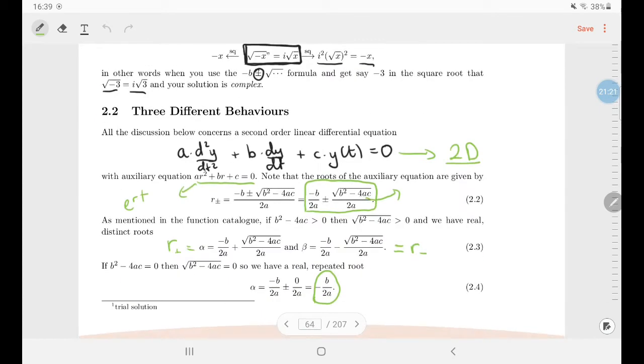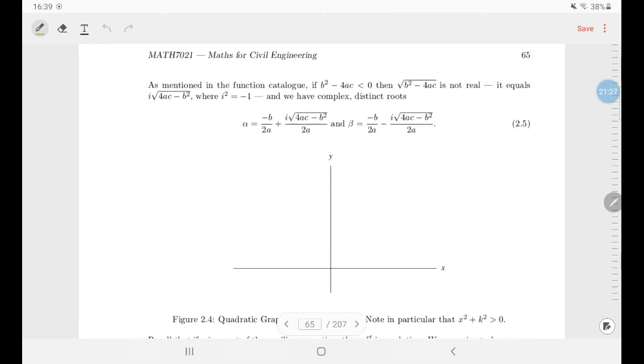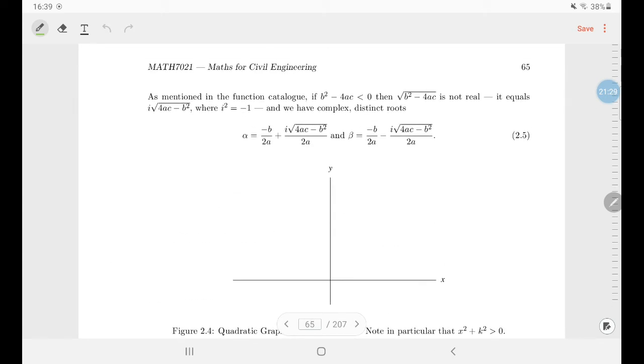So the first situation is you get two real roots. The second is you have real repeated roots. And then the third situation is you have complex roots. And what will happen with the complex roots is there'll be the plus or minus, and you'll end up with this situation. This is probably easier to see if you actually solve one.